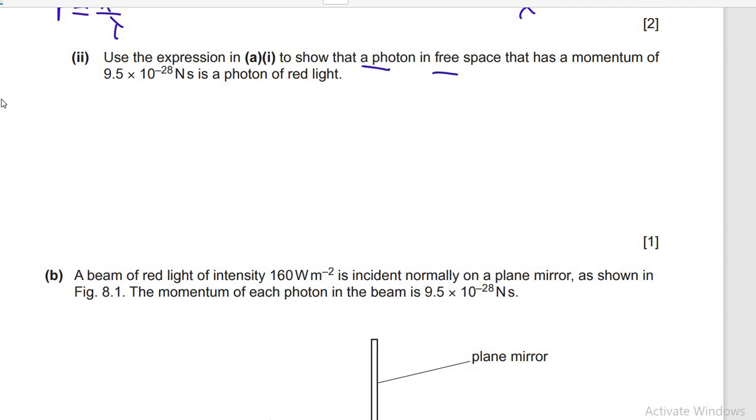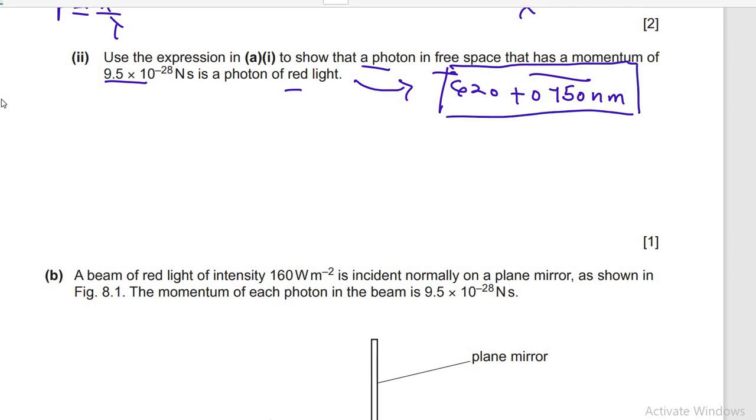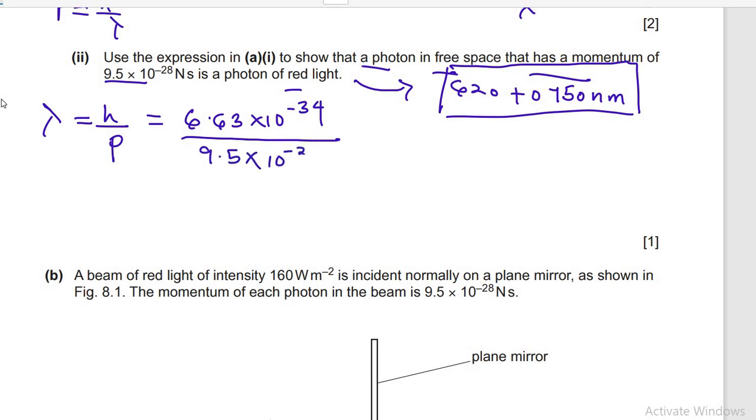Use the expression here to show that a photon in free space has momentum of this. This is a photon of red light. Now, what is the wavelength of red light first? Red light is between 620 to 750 nanometers, so you must get a value in this range as the wavelength, to be sure that it's red light. Since wavelength is Planck constant over momentum, our Planck constant here is 6.63 times 10 to the power of negative 34. Momentum in this context is 9.5 times 10 to the power of negative 28.